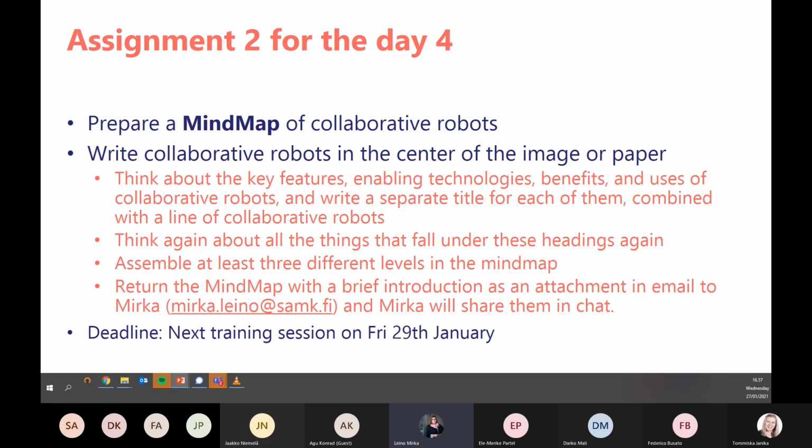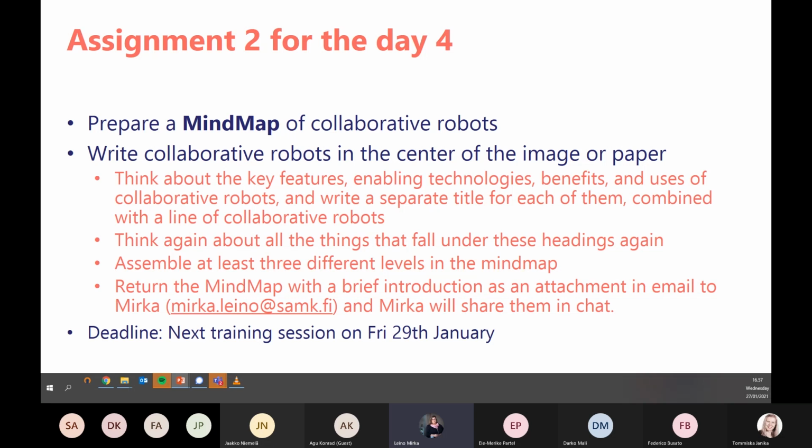So you can go, for example, to the robotics blog, which I was talking about. Think about the key features, enabling technologies, benefits, and uses of collaborative robots, and write a separate title for each of them, combined with a line of collaborative robots. I hope you make a mind map with at least 3 levels of information. I'll show you an example after this. With at least 3 levels of information about collaborative robots.